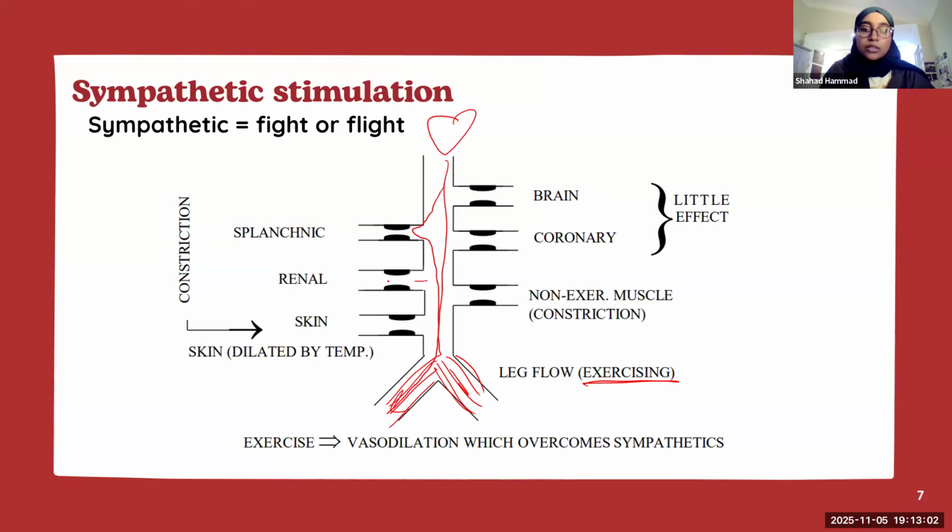So for example, we have the kidneys, not much use for them, the skin, the non-exercise muscles. And this all redirects the majority of the blood to the legs. And like I said, it has little effect on the brain and the heart. As you can see, the degree of constriction in these areas is a little smaller than the other areas here. So this is just showing the same thing that I just explained.